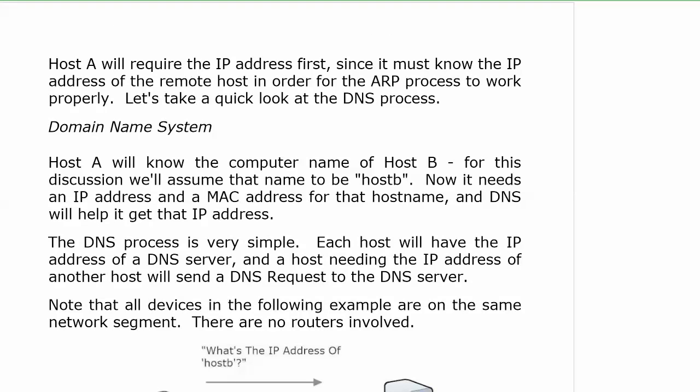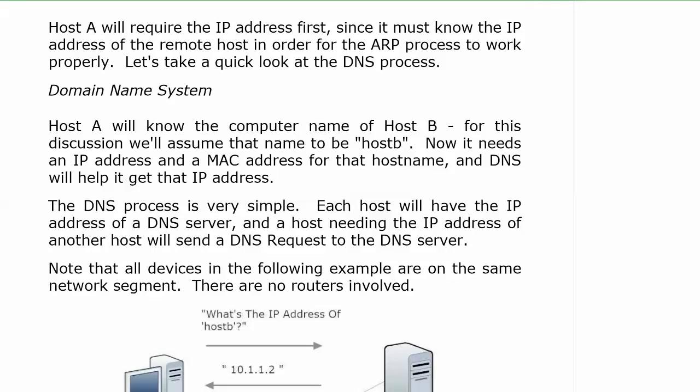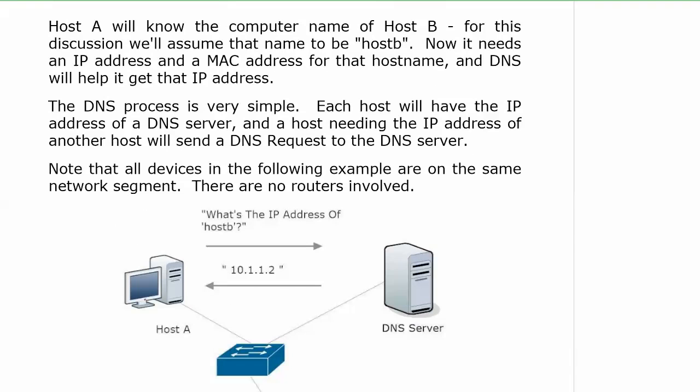Host A is going to need the IP address first because, as we'll see, it has to have the IP address of that remote host, of host B in this case, in order for ARP to work properly. Let's take a quick look at how DNS works. Now, host A is going to know the computer name of host B, and for this discussion we'll assume it to be host B, all lowercase with no spaces. Now it needs an IP address and a MAC address for that host name, and it's DNS that helps it get that IP address.